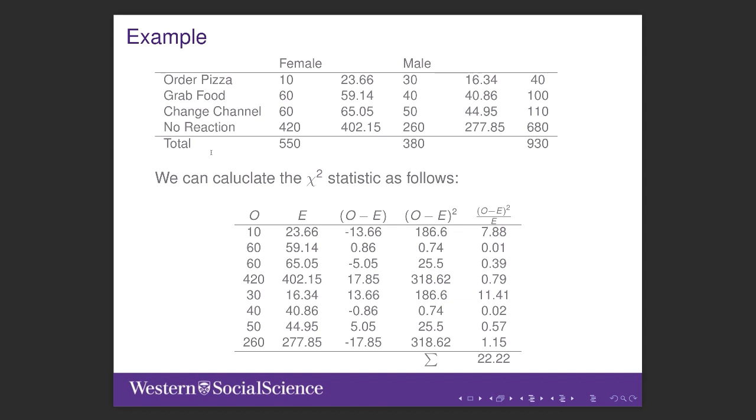Next, we can calculate the chi-squared statistic for each cell. The first two columns in the table are the observed and expected frequencies. The third column takes the difference between the first and second, and the fourth squares the difference that we calculated in the third column. The fifth and final column divides the fourth, the squared differences between observed and expected frequencies, by the expected frequency in column 2. Summing up all the entries in the fifth column gives us the chi-squared statistic of 22.22.